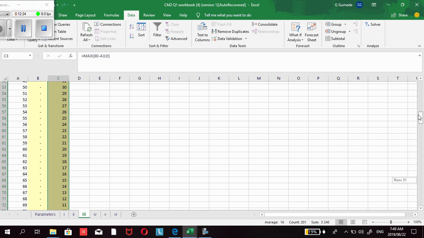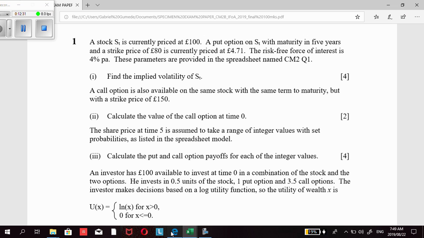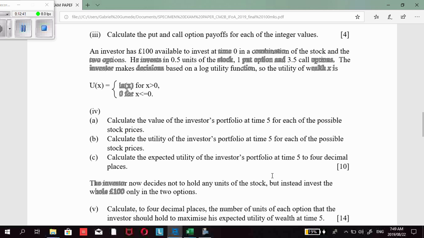The dash here means that my payoff is 0. So these are my payoffs. Okay, so now I've answered the question. The question says calculate the put and call option payoff for each of the integer values. Now they continue. This is quite a long question and a good one because it gets you to practice different sections in one question.